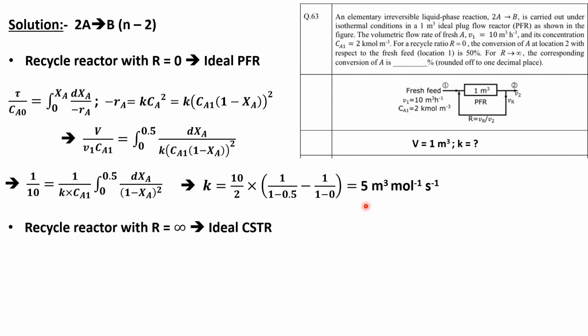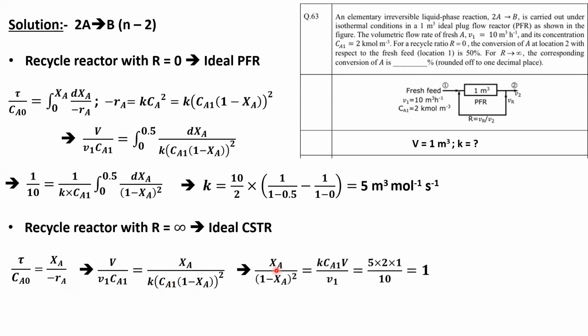When R is equal to infinity, the recycle reactor behaves like an ideal CSTR. So let's write the design equation for the ideal CSTR. Tau by Ca naught is Xa by minus Ra. So further we can write this as V by v1 into Ca1 is equal to Xa by K Ca1 into 1 minus Xa whole square. So we can cancel out one of the Ca1s, substitute all the parameters and retain Xa in the RHS. So it will be Xa by 1 minus Xa whole square is equal to 1. So further simplification will give us a quadratic in Xa: Xa square minus 3Xa plus 1 equal to 0.